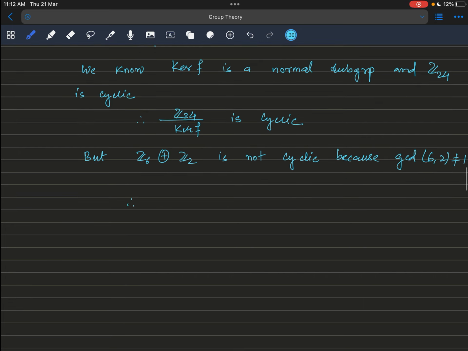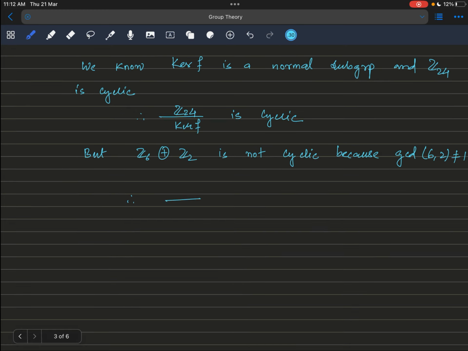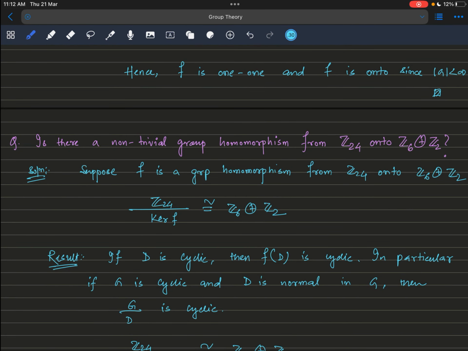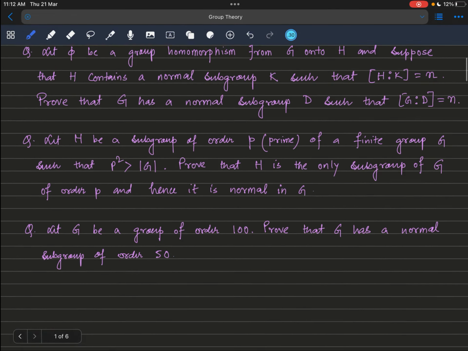So it is not isomorphic to Z6 x Z2, which is a contradiction, and that is the proof. So there does not exist any non-trivial group homomorphism from this to this. Okay, now we'll see the next question.